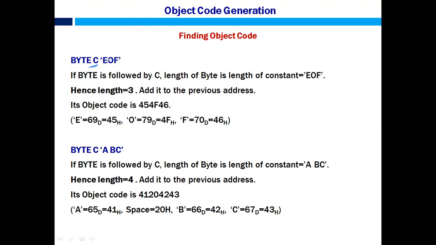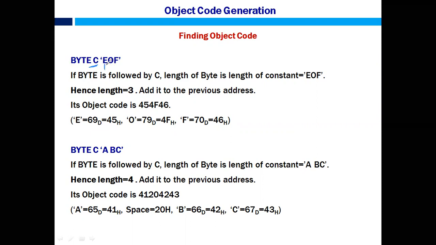That means the letter E followed by letter O followed by letter F. So now how do we find the length of this particular instruction? In the previous slide we saw whenever it is BYTE X, it is just one length. Blindly you can go with that. But whenever it is BYTE C, C stands for constant. Okay, so what is the length? You check what is the length of this particular constant.